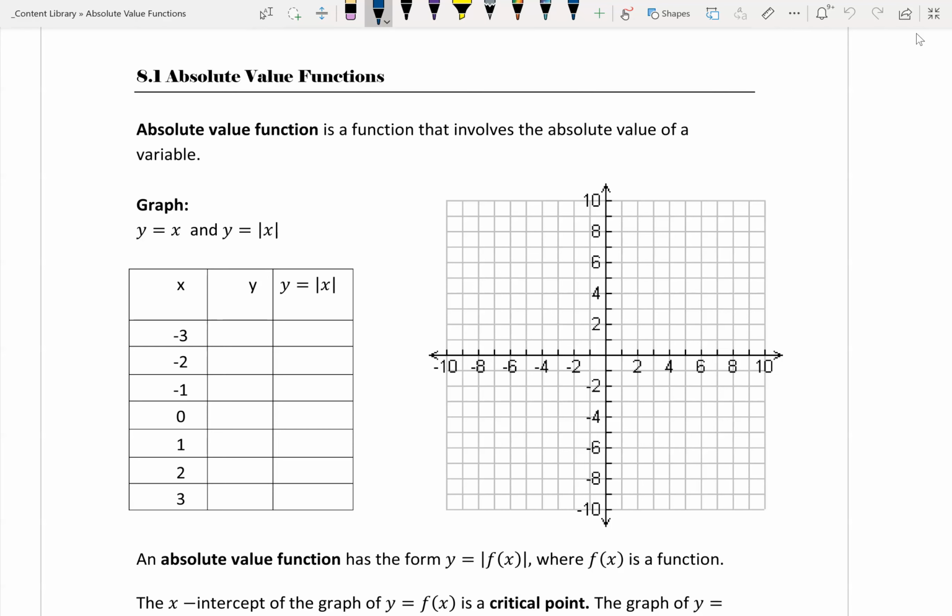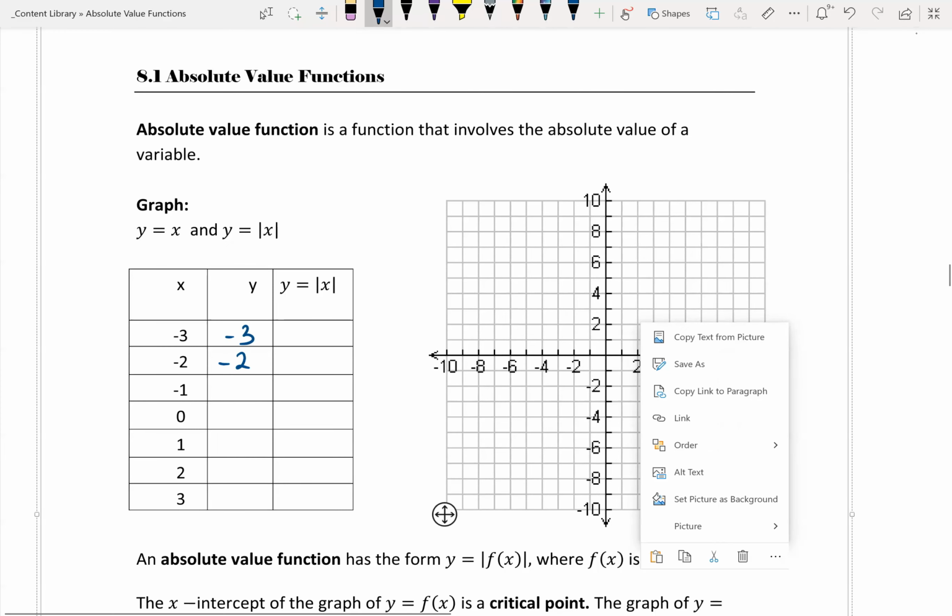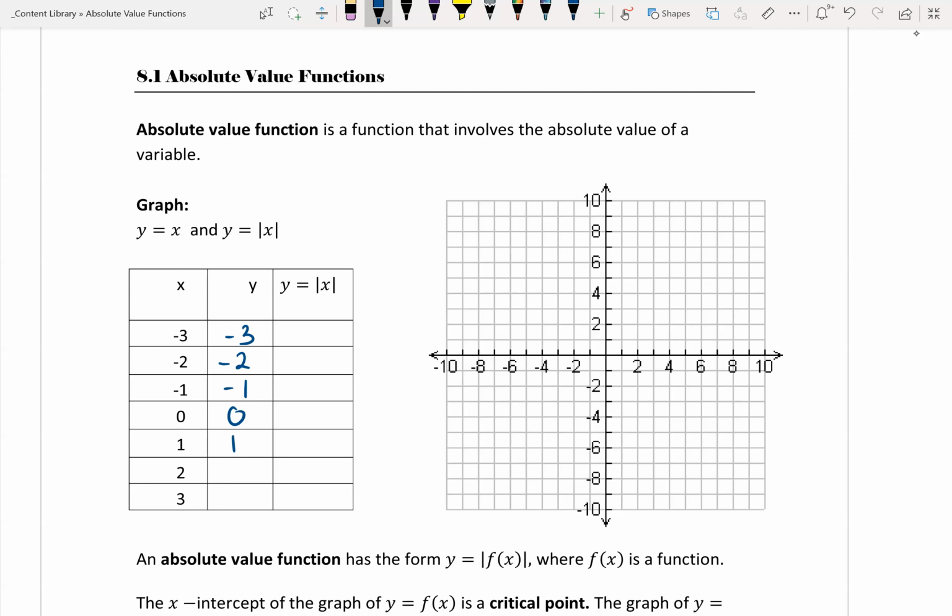If I'm looking at y equals x, if I have x equals -3, my point for y is also going to be -3. If x is -2, then y is -2. Then -1, 0, 1, 2, 3. These are the points for y equals x. Now, y equals absolute value of x.